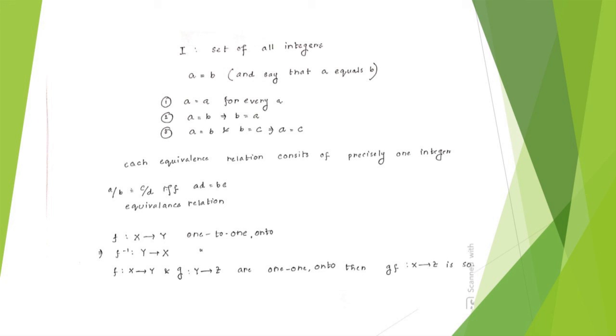This relation is reflexive because the identity mapping is always 1-to-1 and onto. It is always symmetric, since if f is a function from X to Y which is 1-to-1 and onto, then its inverse mapping f inverse is also 1-to-1 and onto. It is also transitive. Why? If f is a mapping from X to Y and g is a mapping from Y to Z, and they are 1-to-1 and onto, then the product mapping gf, which is a mapping from X to Z, is also 1-to-1 and onto.